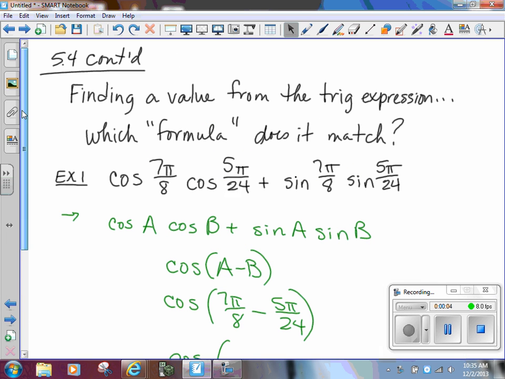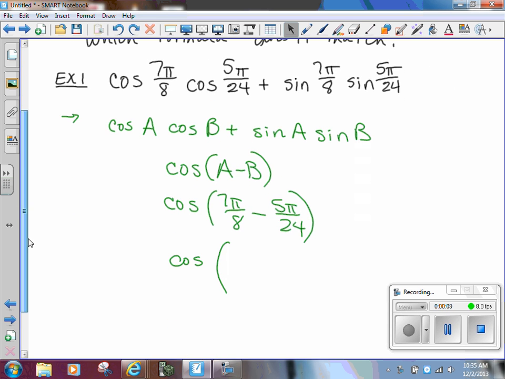Value from the trig expression, which formula does this match? And we're given this first example, example one. Pause and copy the rest of this while I move on.